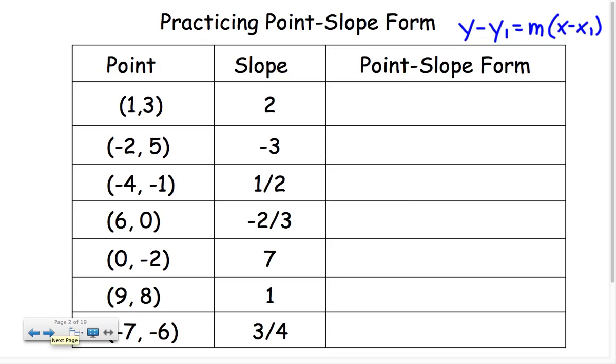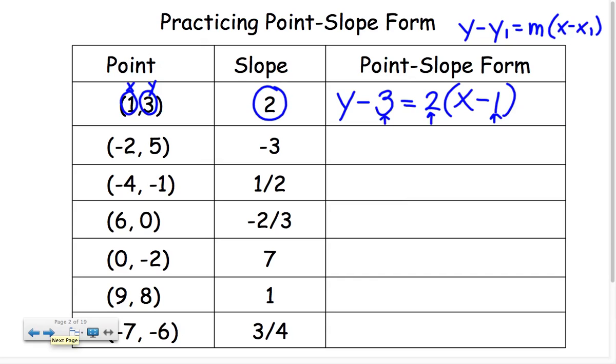Okay, so I always start with y minus, and then remember these are my coordinate points. So my y coordinate is 3, so I'm going to put a 3 here, equals m, which is my slope, so 2, parenthesis x minus, and then my x coordinate is 1. So I put a 2 here for my slope, I put a 3 here for my y coordinate, and I put a 1 here for my x coordinate.